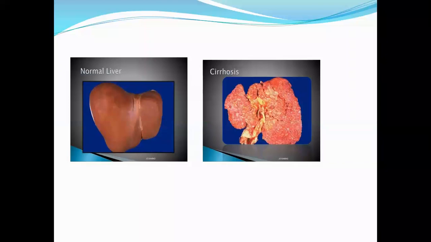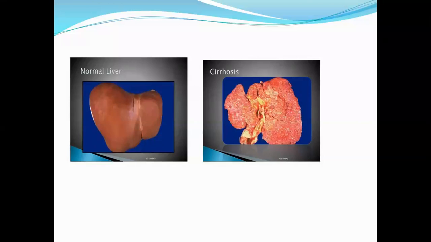In this picture, the left one is the normal liver and the right one is the cirrhotic liver. You can see a change in the architecture of the liver, nodularity of the liver due to chronic fibrosis and septal formation, a nodular liver.